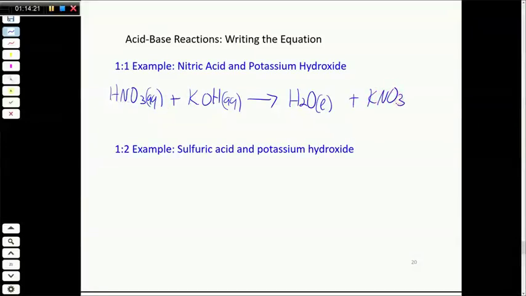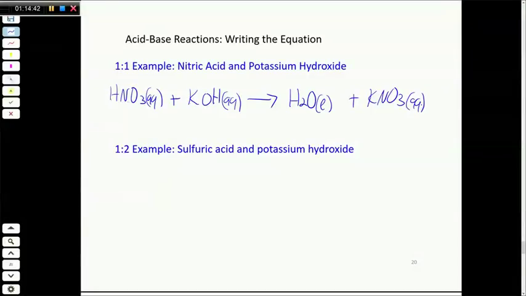You do need to think about the solubility of this compound that forms, because sometimes acid-base reactions include precipitation as well, but this one is clearly a soluble aqueous species, so you'd write it like that. So again, acid plus base gives you water plus ionic compound. The ionic compound comes from the base, the cation from the base, and the anion from the acid.